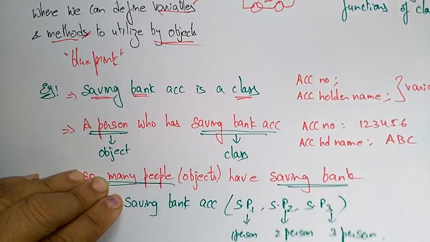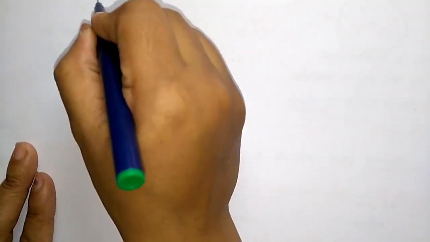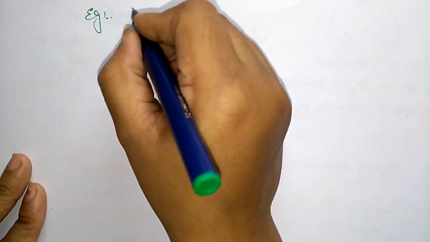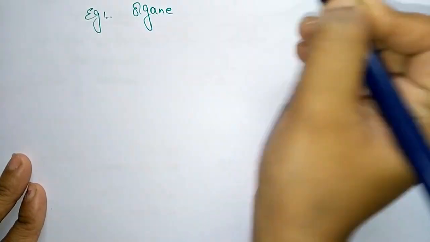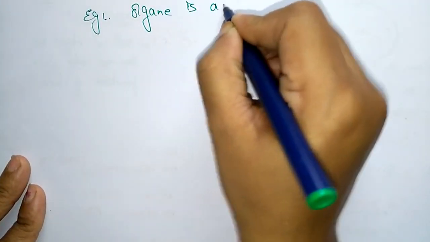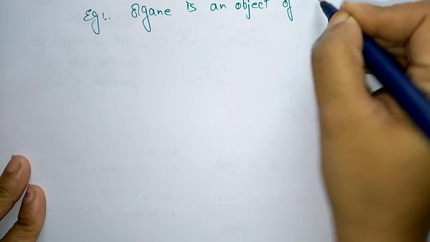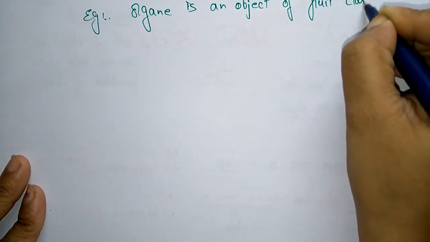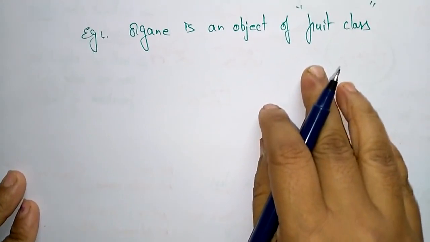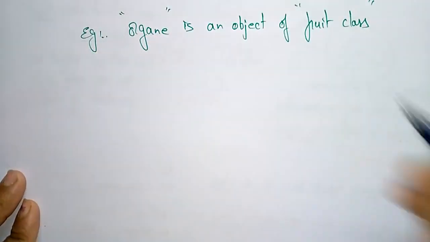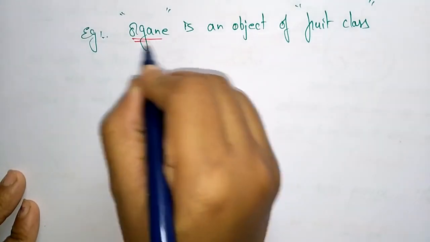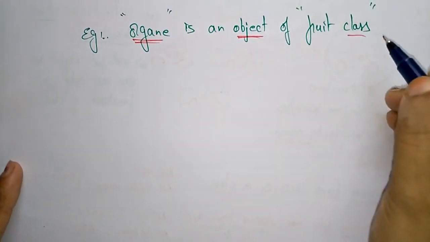So let us take one more thing, then you can understand clearly and you will get a clear idea about the objects and the class. Example, general examples. If you take orange, what is orange? Orange is an object. Then class of fruit class, right? So orange is an object of fruit class. So here this orange is an object from fruit class.